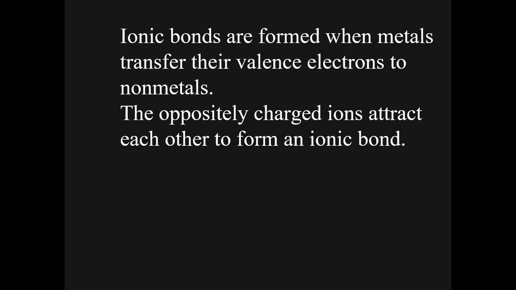So when the metal transfers its electrons to the nonmetal, that's when we have the creation of the ions. The metal, which loses electrons, becomes a positively charged ion, or a cation, and the nonmetal that accepts the electrons is called an anion, a negatively charged ion. The electrostatic attraction of the opposite charges of those ions then creates the ionic bond.